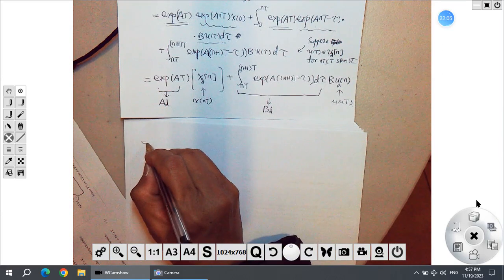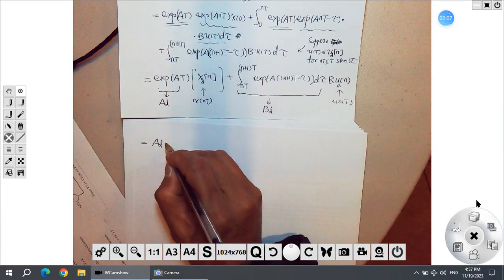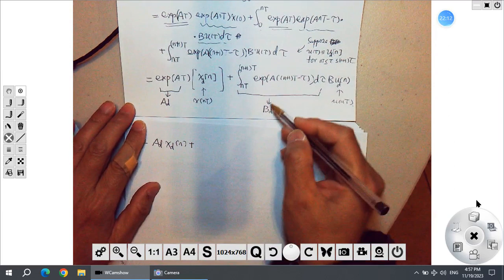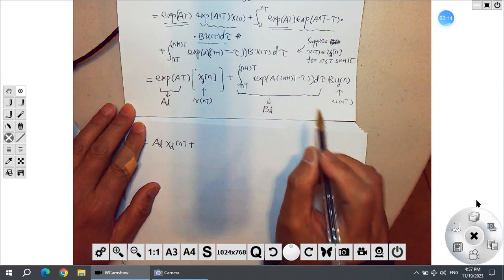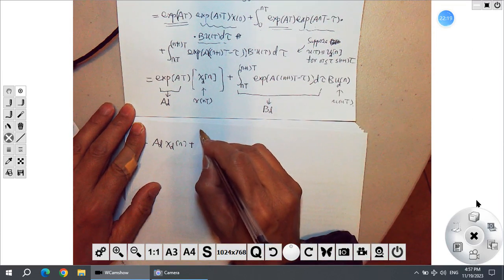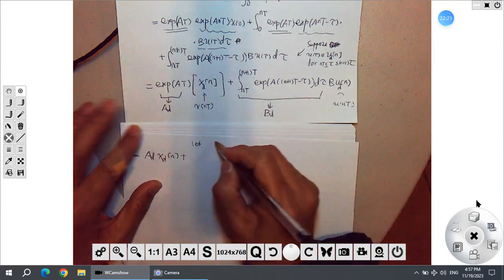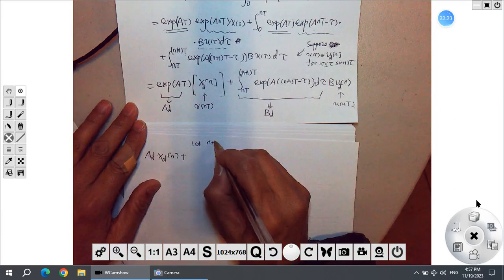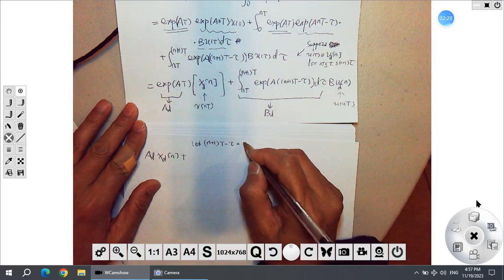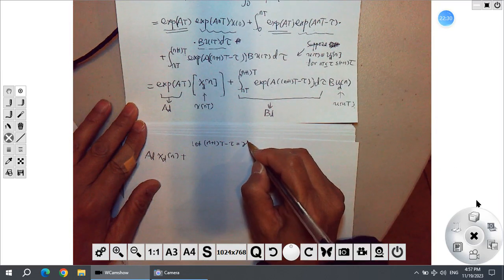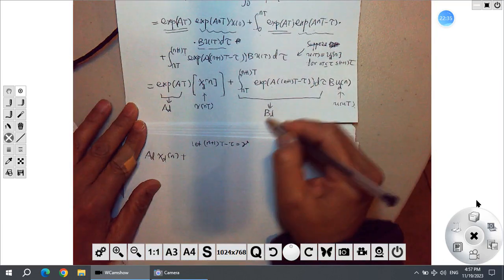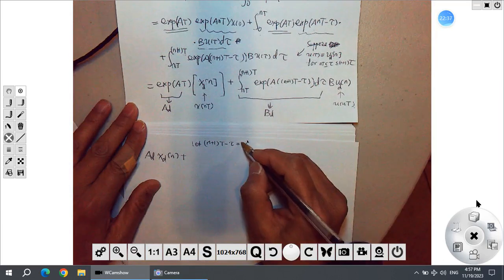Equal to a_d times x_d of n plus, okay, this one now depending on n. Now make some change. I denote this part, n plus 1 times t minus tau, equal to another variable. Let's say this is gamma, for example. Here's a tau, integral on tau, right? I use a different variable, gamma.